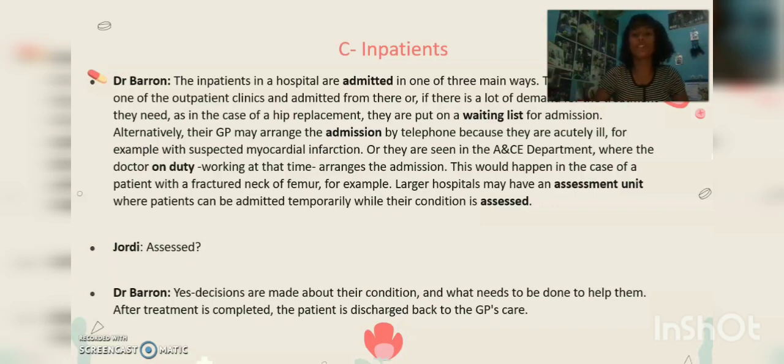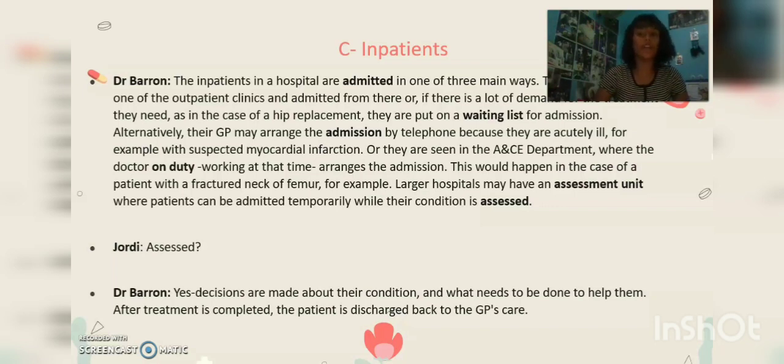Alternatively, their GP, general practitioner, may arrange the admission by telephone because they are acutely ill, for example with suspected myocardial infarction, or they are seen in the A&E department where the doctor on duty at that time arranges the admission. This would happen in the case of a patient with a fractured neck of femur, for example.